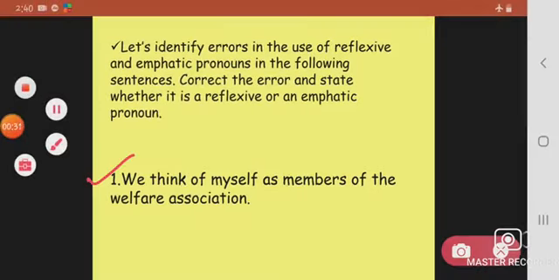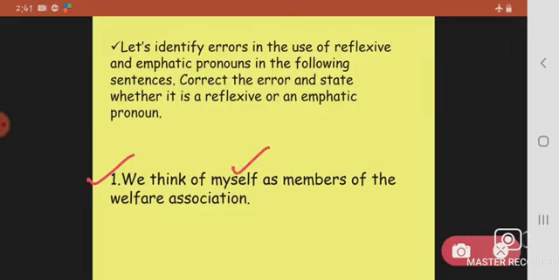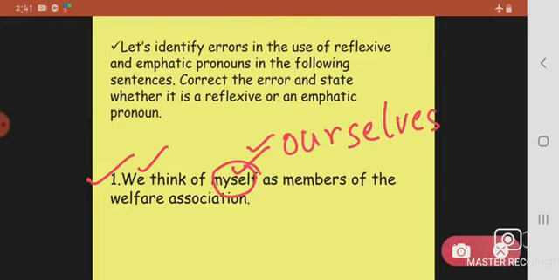We think of myself as members of the welfare association. Let's read it again. We think of myself as members of the welfare association. First, we will identify the error. Can we and myself go together? We is a plural. So here we have to use a plural compound pronoun. So we will use ourselves instead of myself, right? Now the sentence is, we think of ourselves as members of the welfare association.